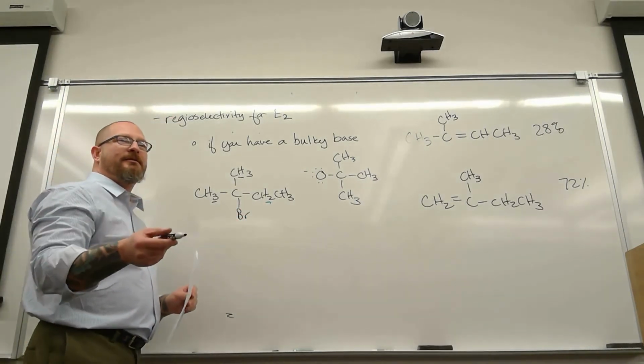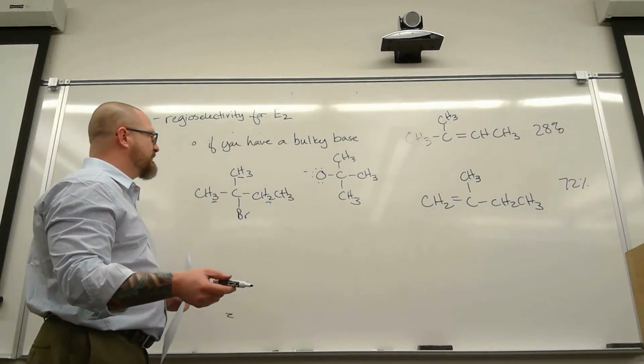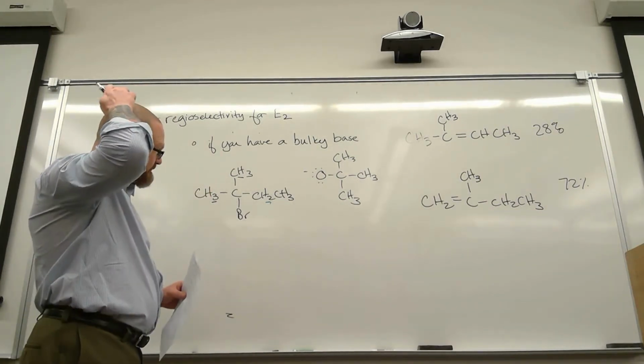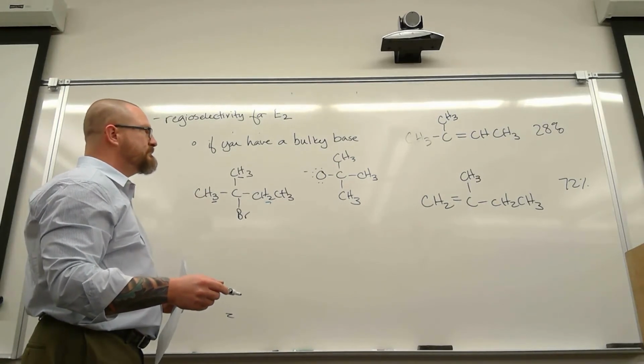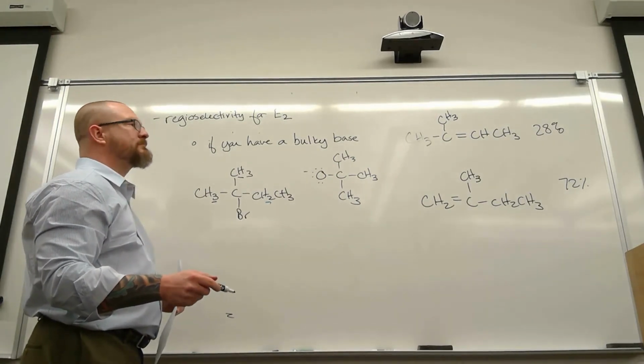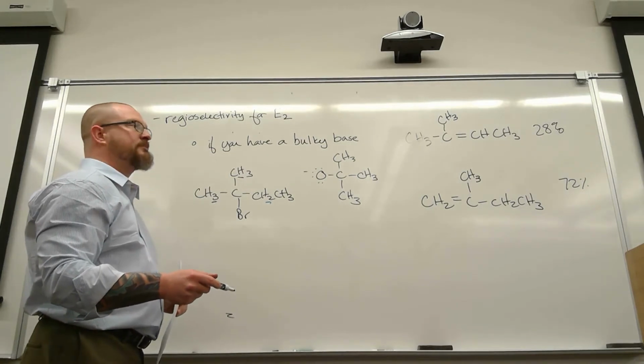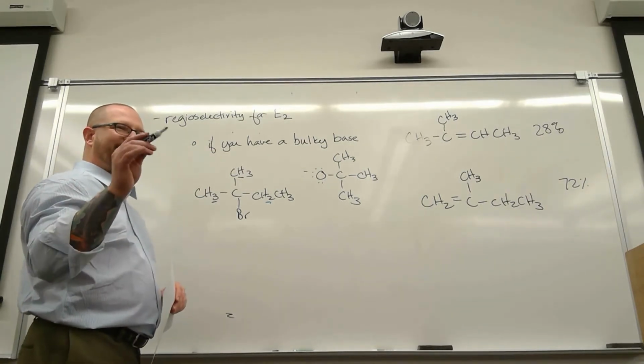Even so with this one, because with the Zaitsev, yes, it's twice as much opportunity, but even if you have that 36%, it's greater than your 28. So it's still the more favored Zaitsev product.